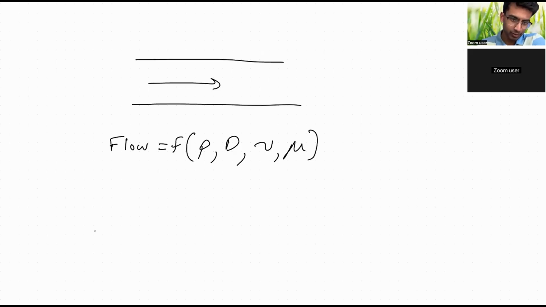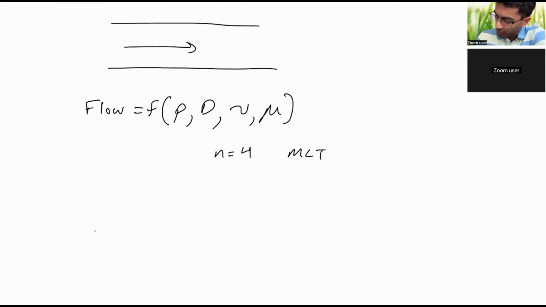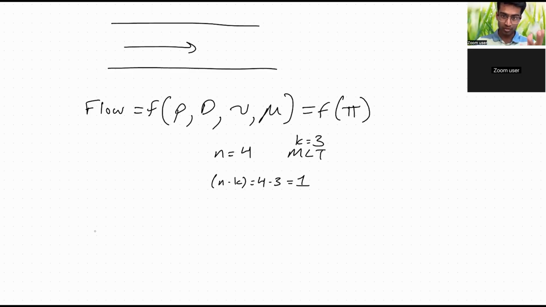So this gives us 4 variables, right? N equals 4. Okay, and we care about mass, length, and time. Those are our 3 fundamental dimensions. So K equals 3. Therefore, we should have N minus K, 4 minus 3, equal to 1 dimensionless group. So we can actually say that the flow is a function of 1 dimensionless group. And a goal now is to figure out what that dimensionless group is.